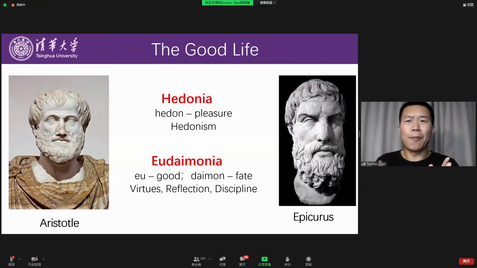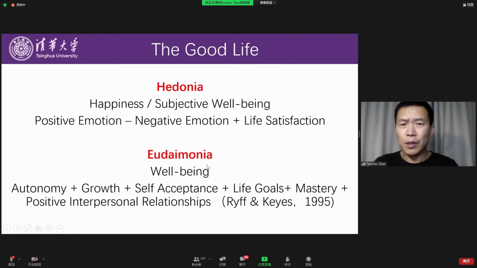For hedonia, the hedonic way of studying psychology is just to define happiness as subjective well-being. We talked about that last week. It's positive emotion minus negative emotion plus life satisfaction. They're all subjective feelings and evaluations. But for eudaimonia, it's different. They just pursue well-being. So it's not just subjective, it's also objective.